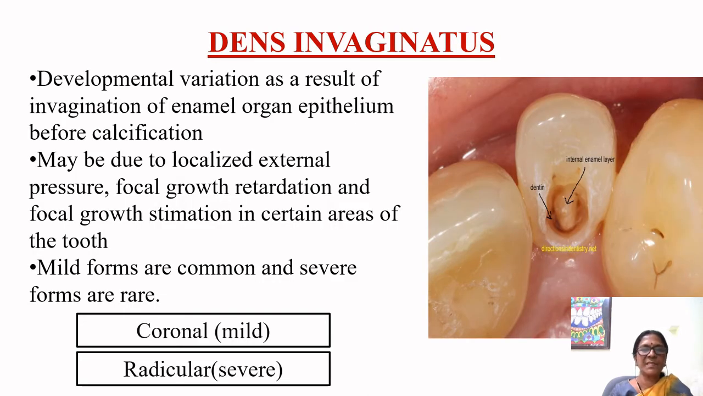Dens invaginatus: developmental variations as a result of invagination of the enamel organ epithelium before calcification, may be due to localized external pressure or a focal growth retardation and focal growth stimulation in certain areas of the tooth enamel epithelium. Mild forms are common and severe forms are rare. Coronal is the mild form, and radicular is the severe form.